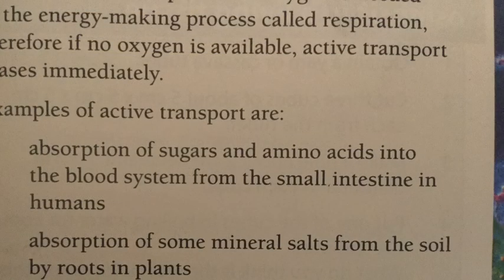Examples of active transport are absorption of sugars and amino acids into the blood system from the small intestine in humans. Also, the absorption of some mineral salts from the soil by the roots. This means that the particular mineral salts being absorbed are of higher concentration inside the root compared to their concentration levels in the soil.